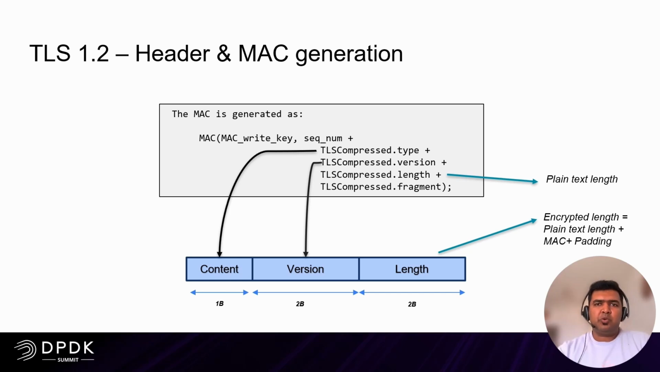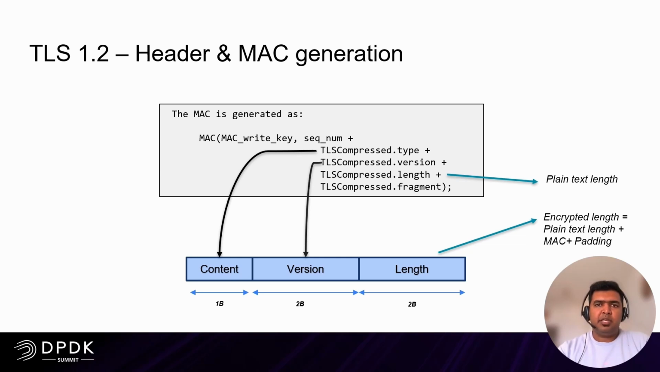The TLS 1.2 record protocol header is rather simple. It is just 5 bytes and it has just 3 fields. The first one is content type, indicating the content type of the payload. The second field is version, to indicate the version of TLS. Then there is length, to indicate the length of the packet after encryption.